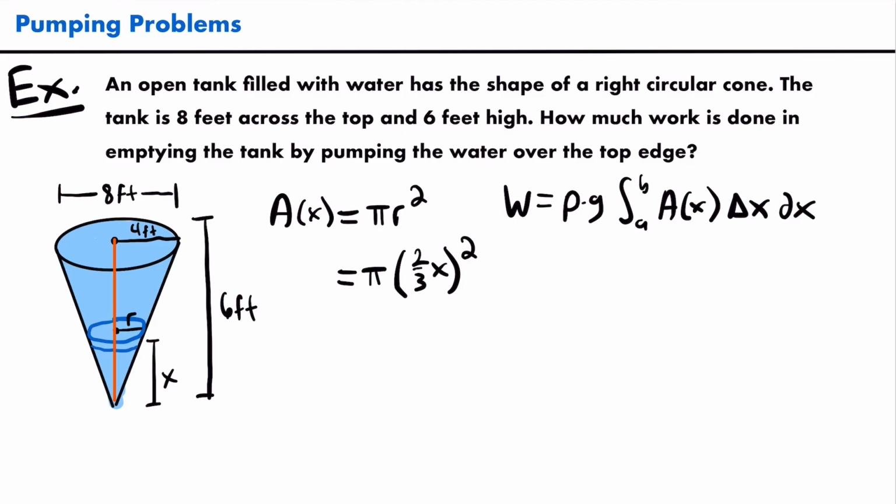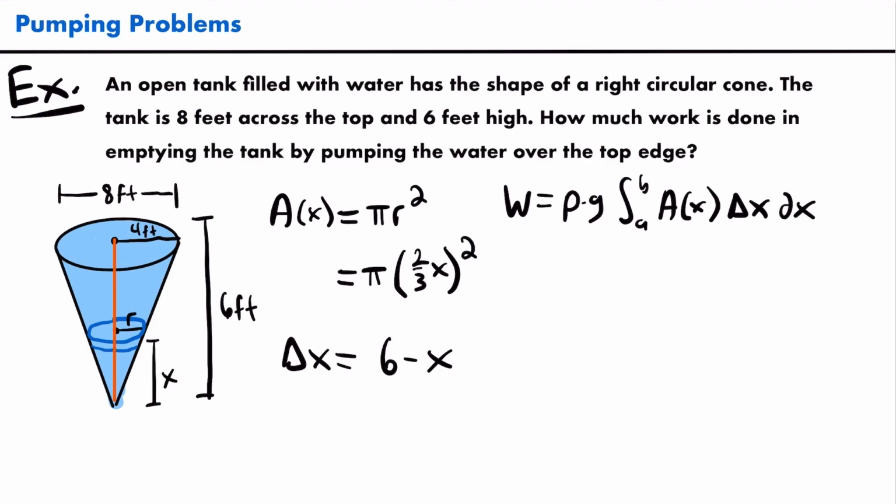Now we just need to determine what delta x is. How far does our water need to travel for each slice of water? Well, if we're looking at a slice of water that is a distance of x from the bottom of the tank, then this distance that it needs to travel would be 6 minus x, right? Whatever this distance is here for each slice is going to be equal to the difference between the entire height of the tank and whatever value of x you were at for that particular slice. And so delta x is equal to 6 minus x.